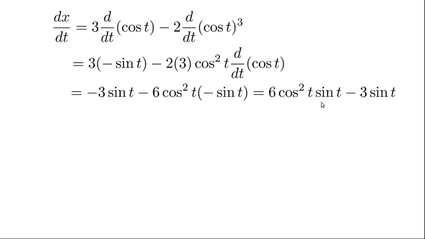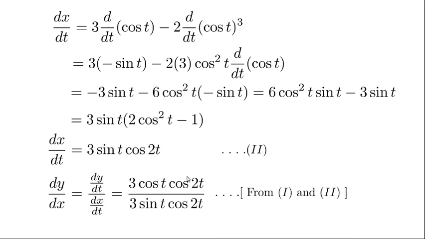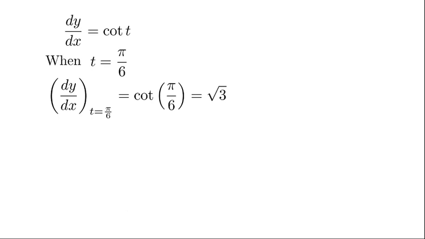Again we find 3 sin t common here. So 2 cos square t minus 1 will be in the bracket. And therefore dx by dt becomes 3 sin t cos 2t, because this is the formula of cos 2t again. And we have dy by dx equal to dy by dt upon dx by dt. And that is 3 cos t cos 2t upon 3 sin t cos 2t. Cos 2t gets cancelled. Cos upon sin is cot, and 3 gets cancelled. Therefore dy by dx equal to cot t. Now put the value of t equal to pi by 6. Therefore dy by dx at t equal to pi by 6 is cot pi by 6, which is nothing but root 3.